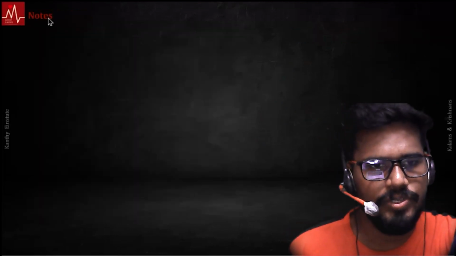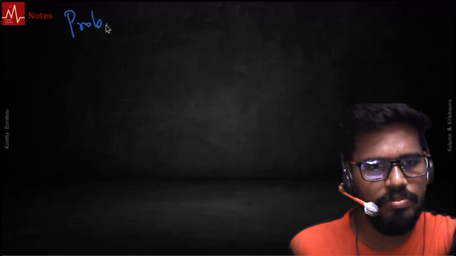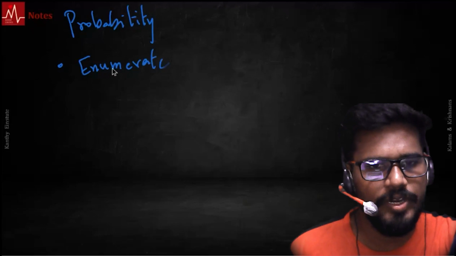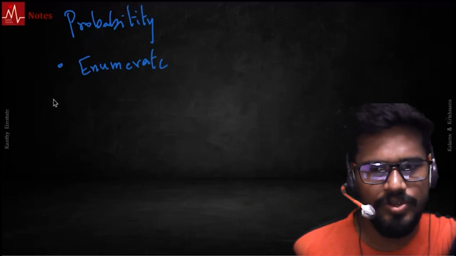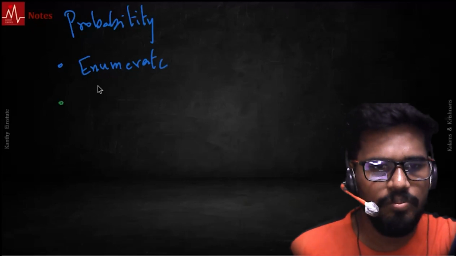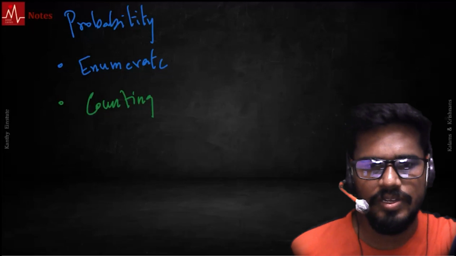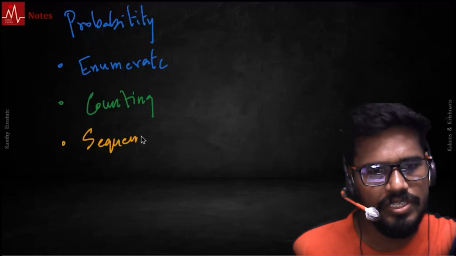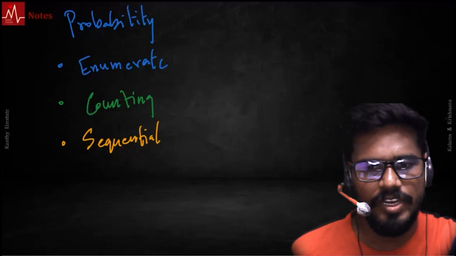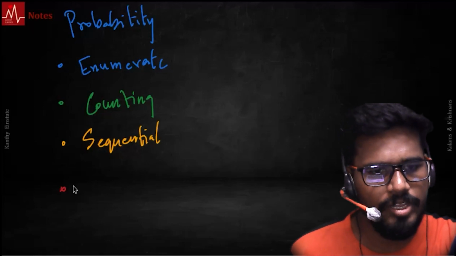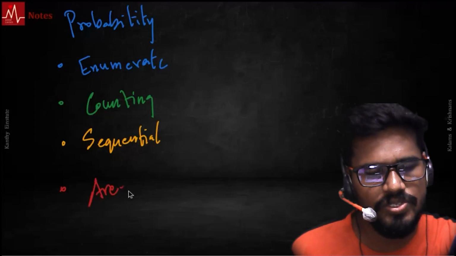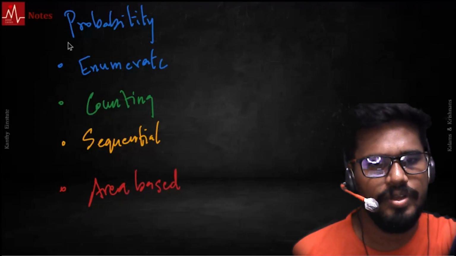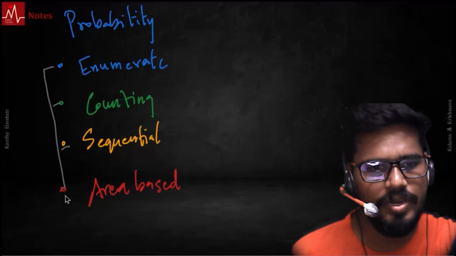Typically, probability questions. Probability: this is enumerate, list the cases. Then you have permutation, combination, counting. Then you have sequential thing. And then you have area-based things, Monte Carlo area-based things. This is what shows up in aptitude, probability in aptitude. These clearly show up in aptitude.